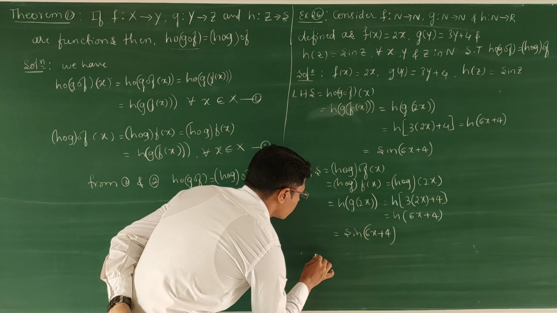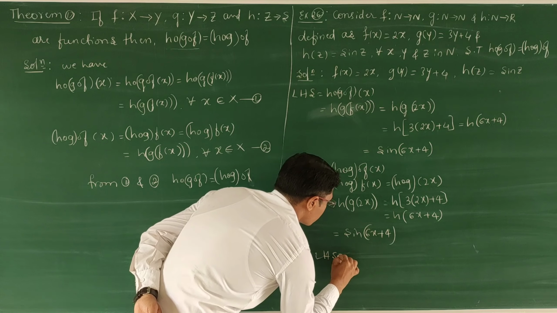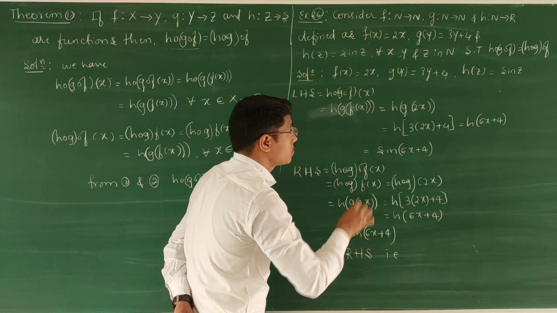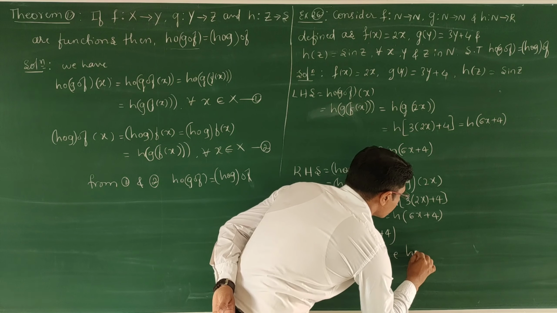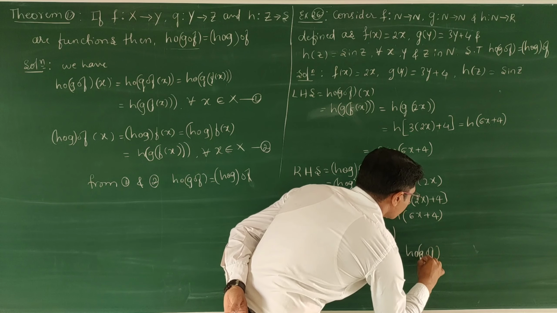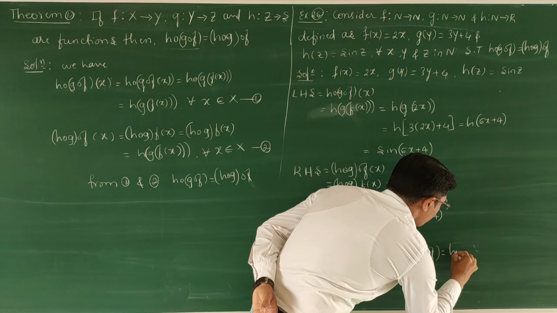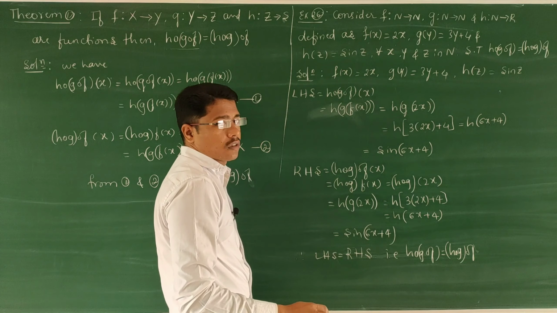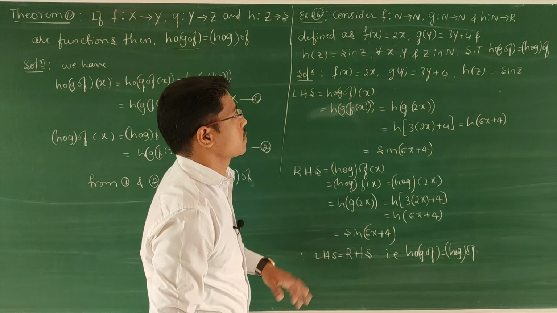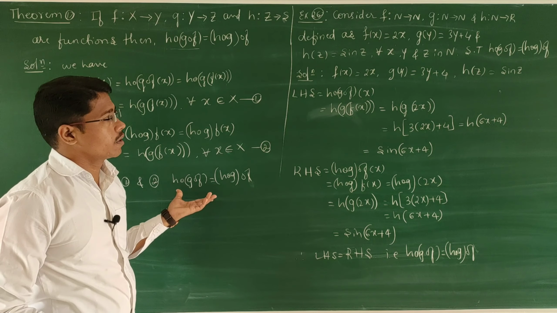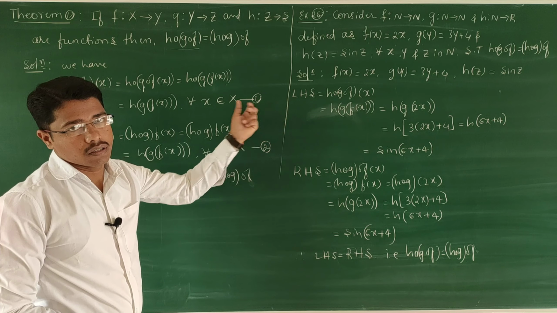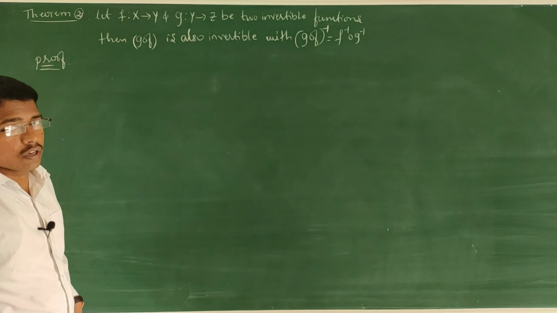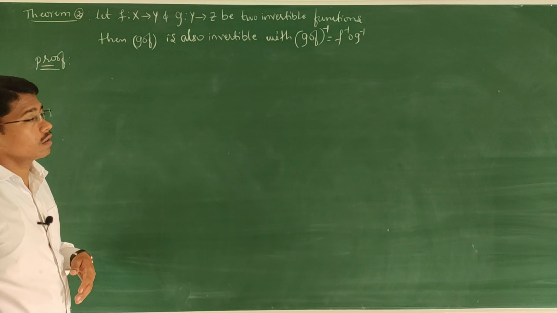Therefore LHS is equal to the RHS. That is, h composition g of f is equal to h composition g composition f. Okay, thus we have proved this. So this is a theorem and a problem based on this theorem. Both are very simple. Okay, see the next question.